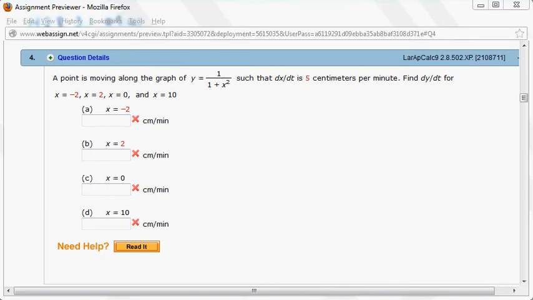Okay, let's look at homework 2.8, 3.1, number 4. We have this function y equals 1 over 1 plus x squared. Then we want to find dy over dt, given that dx over dt is equal to 5 and x equals -2 for part A. So let's just do part A. Other parts are very similar.